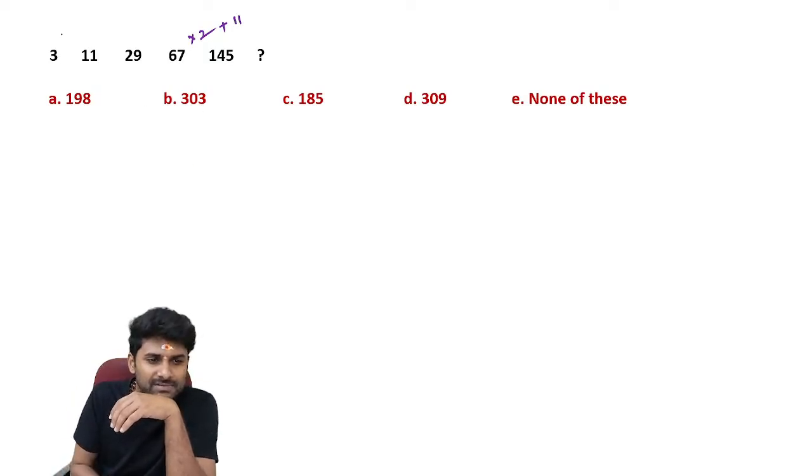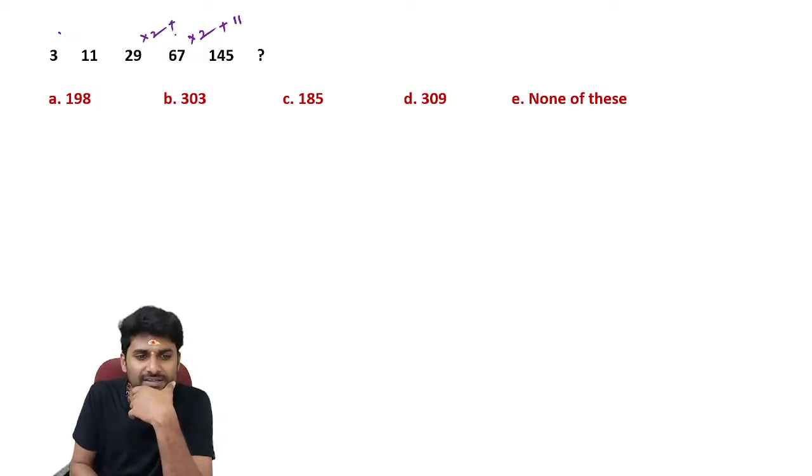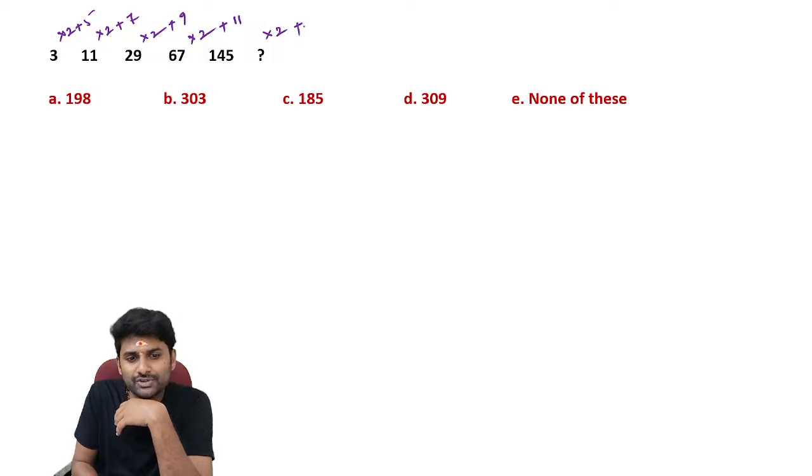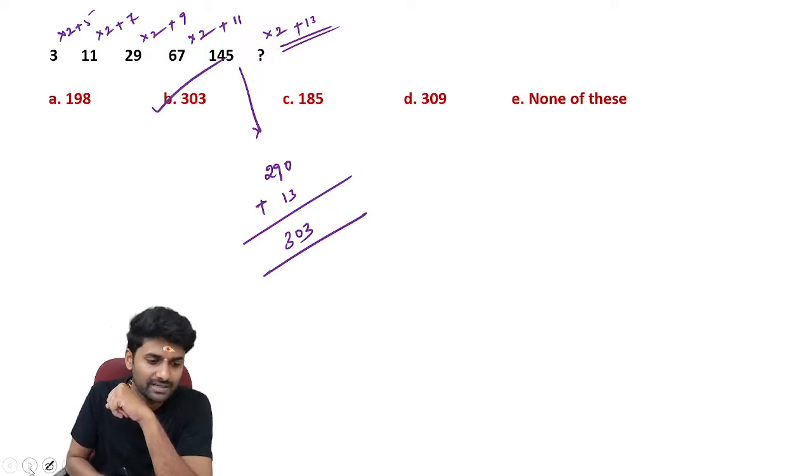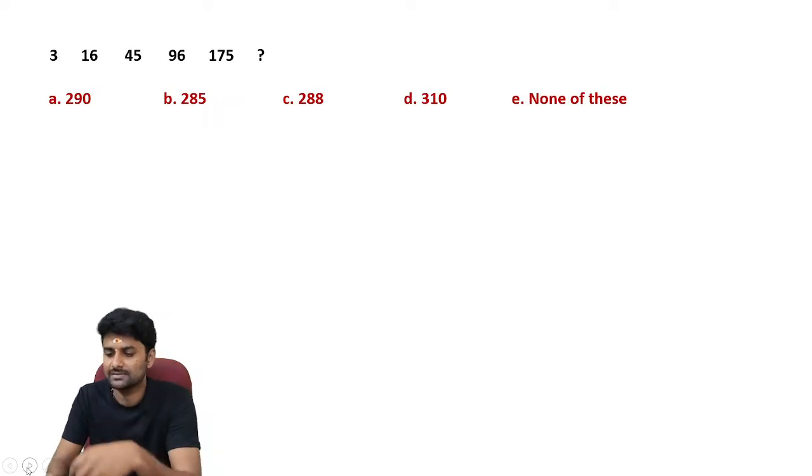Now next, see here again, 29 multiplied by 2 is 58 plus 9 is 67. Again 11 into 2, 22 plus 7. 3 into 2 plus 5. The added numbers are 5, 7, 9, 11, multiplied by 2, and we have to add 13 units. Double of 145 is 290, plus 13 is 303, which should be replaced in that question. Next.